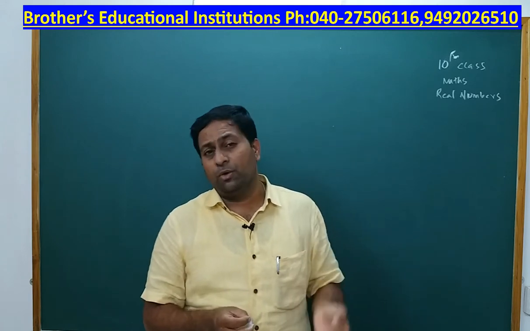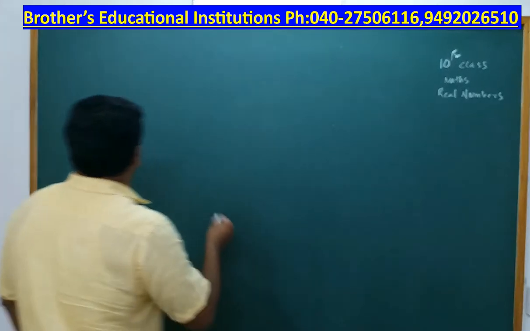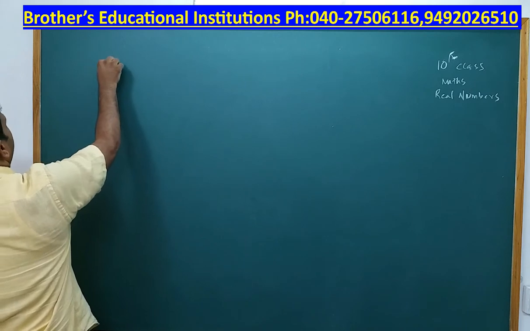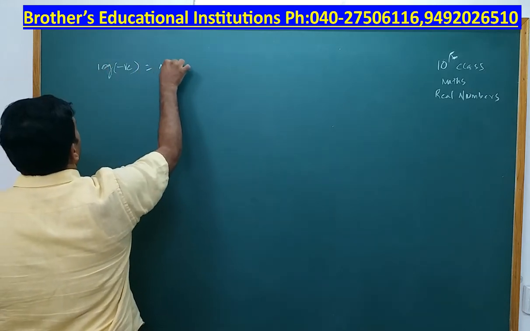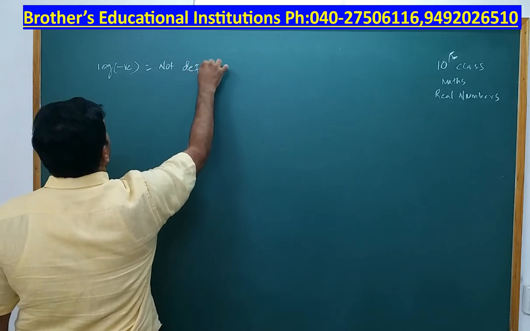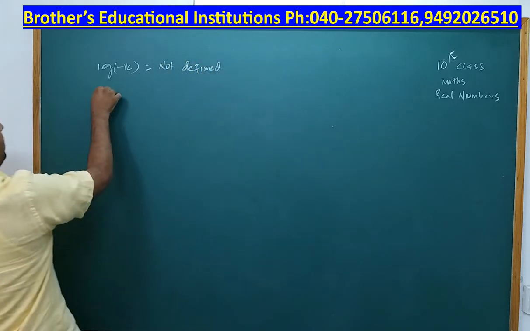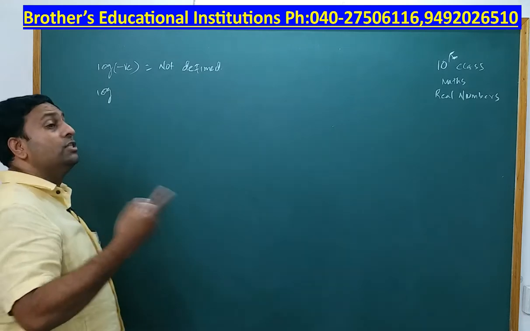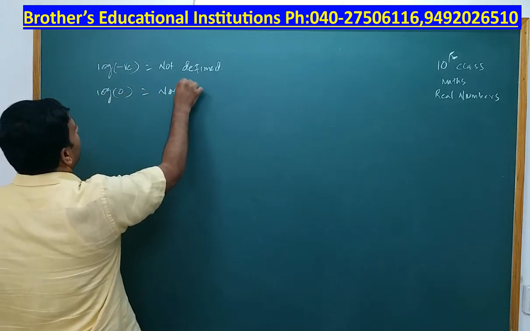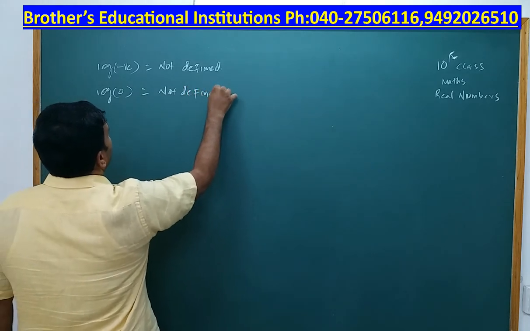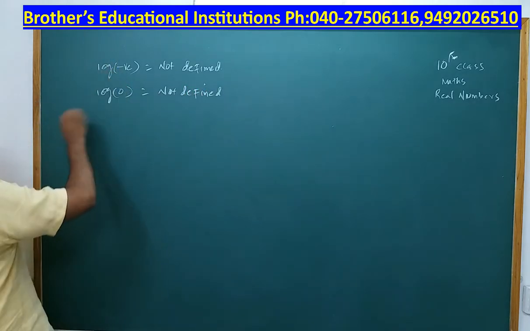Non-zero positive numbers. So what does it mean? It means that if I write log of any negative number, the answer is what? Not defined. It is not defined. If I write log of, I have used the word non-zero, means log 0 is also not defined. So make sure that before I move forward you know these things.